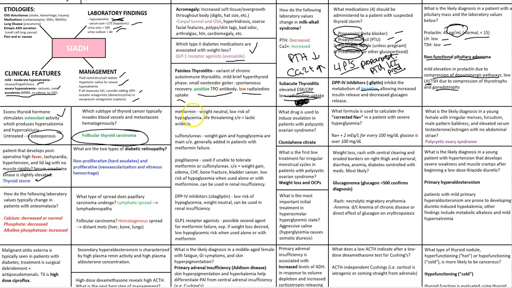What are the two types of diabetic retinopathy? That would be non-proliferative with hard exudates, and proliferative. Proliferative has neovascularization and vitreous hemorrhage.